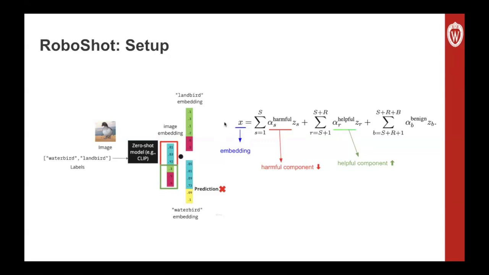We only observe the embedding that is given by the CLIP, and we do not observe anything at all on the right-hand side. This is a theoretical model where we do not observe which feature is harmful, helpful, and benign. But with this simple theoretical model, we can narrow down our objective into reducing the coefficient of the harmful component and increasing the coefficient of the helpful component in the embedding.